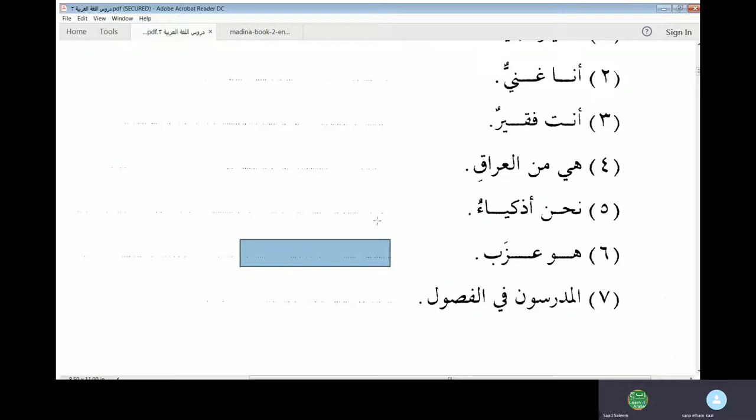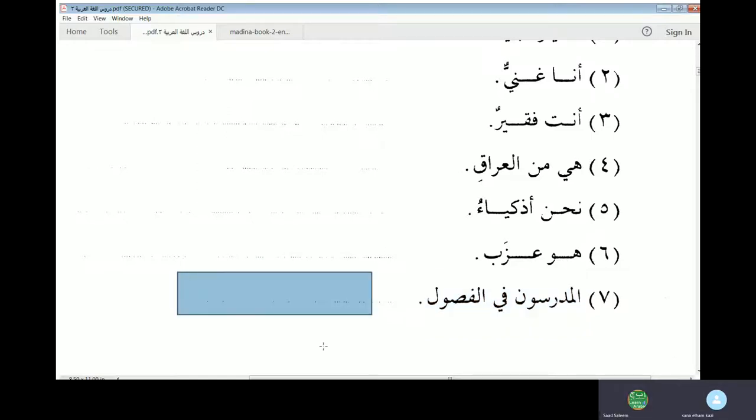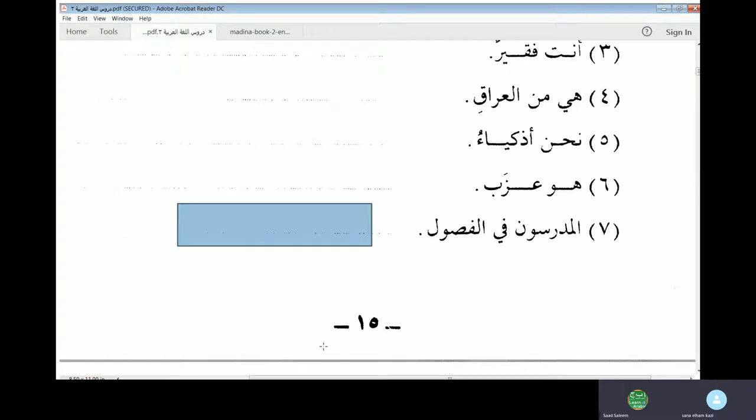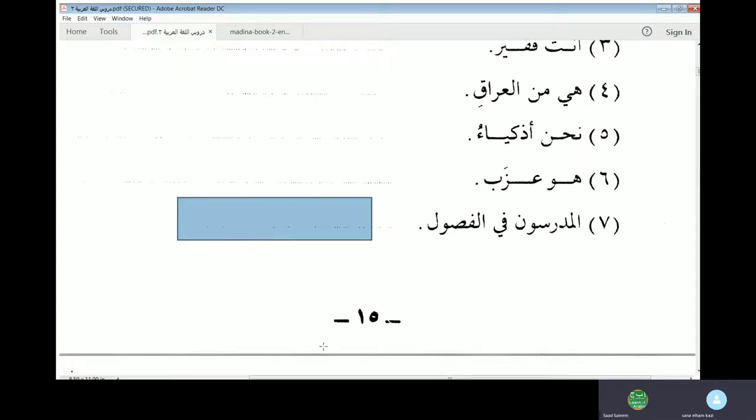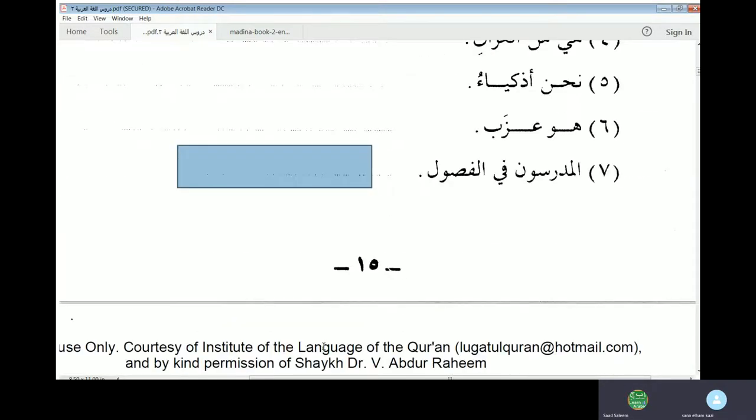Al mudarrisuna fil fusuli. The teachers are in the class. Al mudarrisuna laisu fil fusuli. The teachers are not in the class. So laisu, with lam, ya, sin, waw, alif. And in the example we read above, laisu is written.